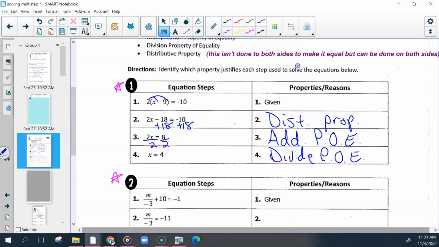So, not at step 3, it's what we did between the steps. So, from step 1 to step 2 is distributive. From step 2 to step 3, we added 18. So, these match the steps, not the numbers. So, we're looking at what happened here, and that goes here.